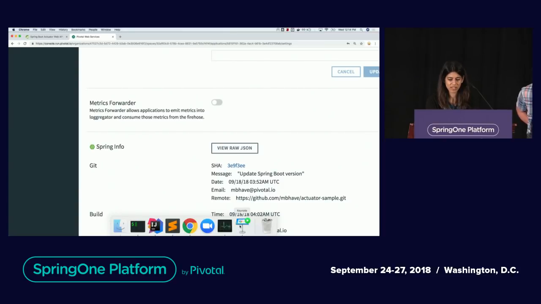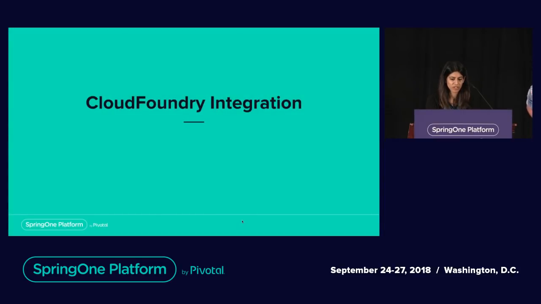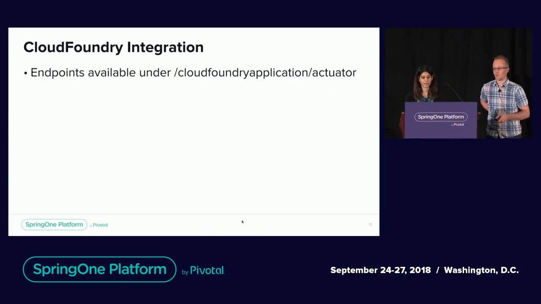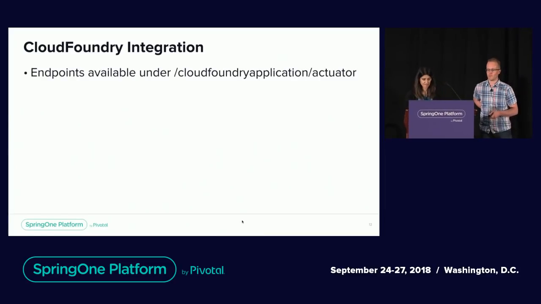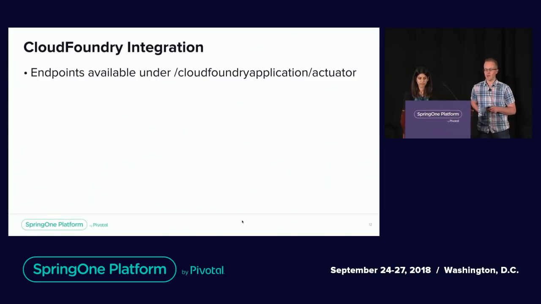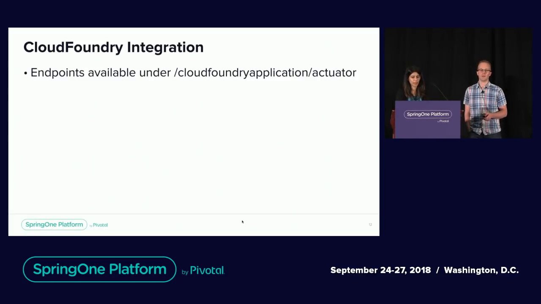Okay, I think that's pretty much what I wanted to show for the Apps Manager. So just a quick summary of what we saw there. The endpoints are all available under /cloudfoundryapplication/actuator, and as we already explained, that's done for security reasons. That's a separate endpoint that's secured via the UAA, so from your application's perspective, you don't need to worry about how Apps Manager is going to access the app. Is it going to be done securely? That's something that's switched on automatically.